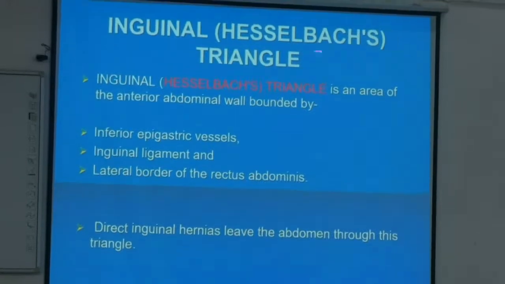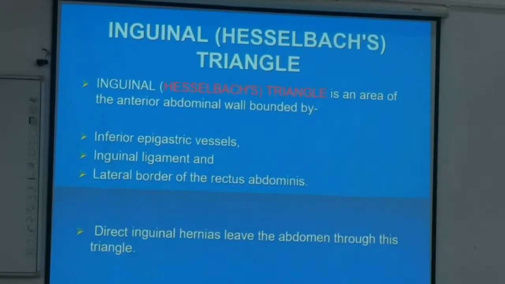Next, you have to know the boundaries of Hesselbach's triangle. In direct hernia, herniation occurs through this Hesselbach's triangle. The inguinal triangle or Hesselbach's triangle is an area of the anterior abdominal wall bounded by the inferior epigastric vessels laterally, the inguinal ligament below, and the lateral border of the rectus abdominis medially. And a direct inguinal hernia leaves the abdomen through this triangle.